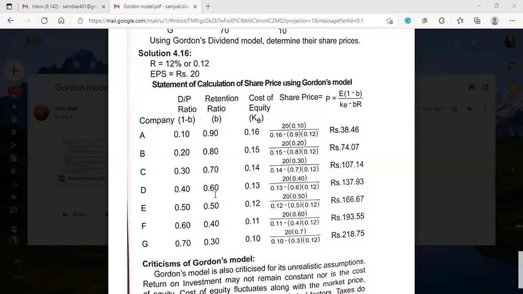So this is about the problem on Gordon's model. Now we'll continue with the dividend irrelevance model in the next class. Okay, thank you.